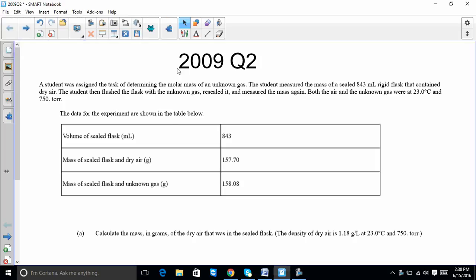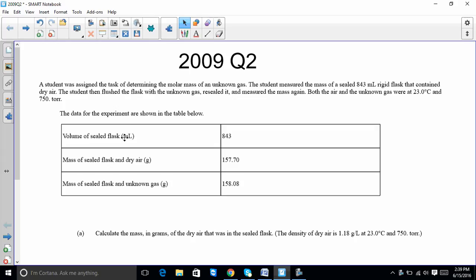Okay, this is 2009, question two. A student was assigned the task of determining the molar mass of an unknown gas. The student measured the mass of a sealed 843 milliliter rigid flask, so that's a volume, that contained dry air. The student then flushed the flask with the unknown gas, resealed it, and measured the mass again. Both the air and the unknown gas were at 23 degrees Celsius and 750 torr. The data for this experiment are shown below.